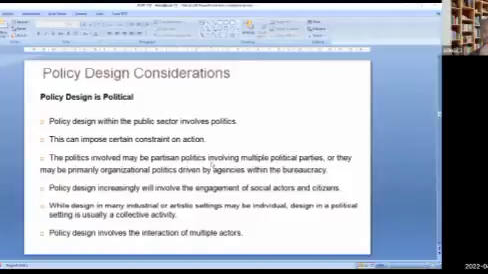While design in many industrial or artistic settings may be individual, design in a political setting is usually a collective activity. Because it is political, it's not that one person just gets up, puts something on the table and runs with it. It's a collective thing. You must get people's buy-in. You must identify your stakeholders. I'll come to that. So it's a collective activity, and it involves the interaction of multiple actors.